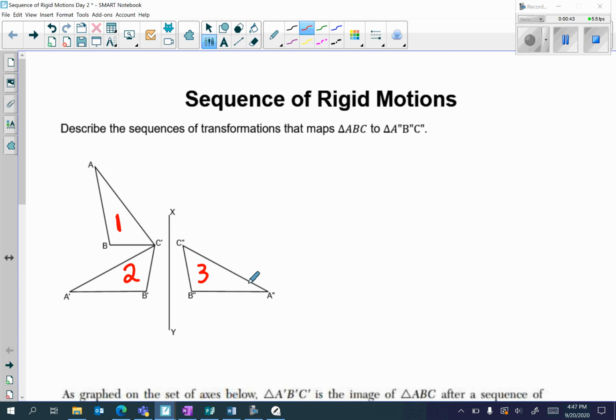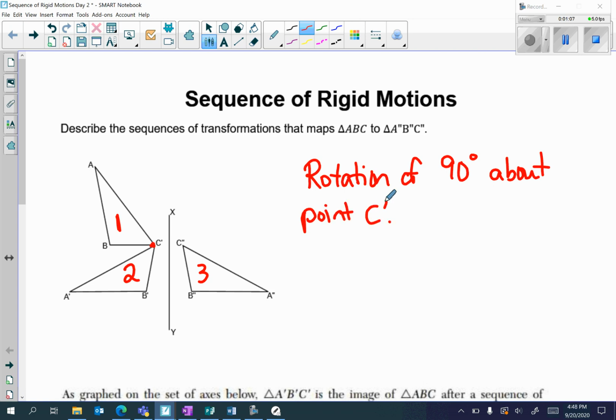I notice that triangle ABC is being turned to triangle A prime, B prime, C prime. So I know that there's a rotation of 90 degrees about point C prime. Remember, you always have to state where the center of rotation is.